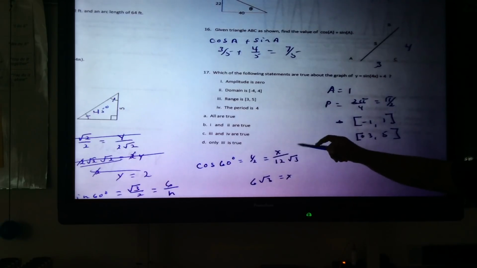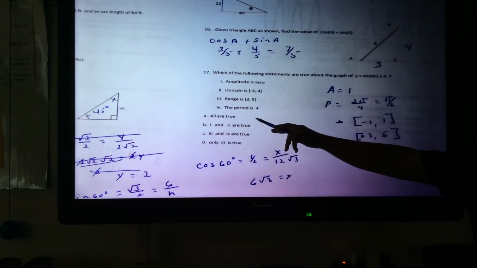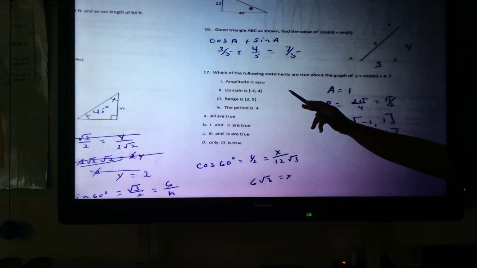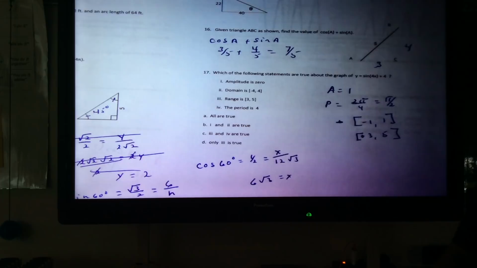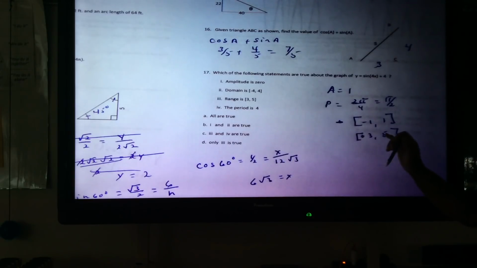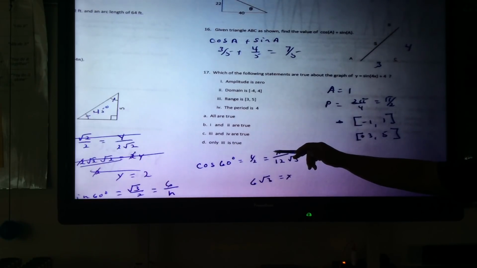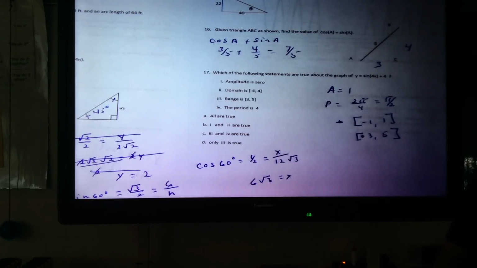Yes. And now we have to pick the answers. The amplitude is not 0, so A can't be true. The domain is all real numbers, so that can't be true. Now, the next one, the range is 3 to 5, that's true. The period is 4, that's not true. So the correct answer is D, only 3 is true. Only 3? Only 3. Why is that?